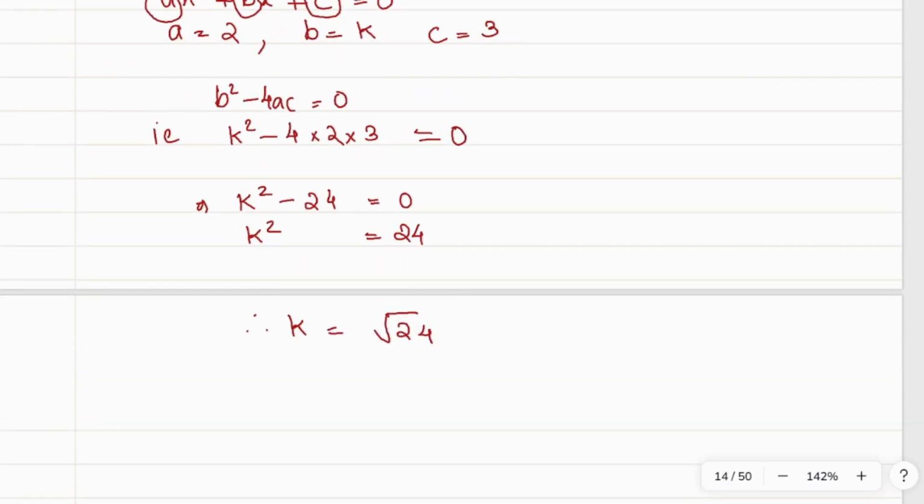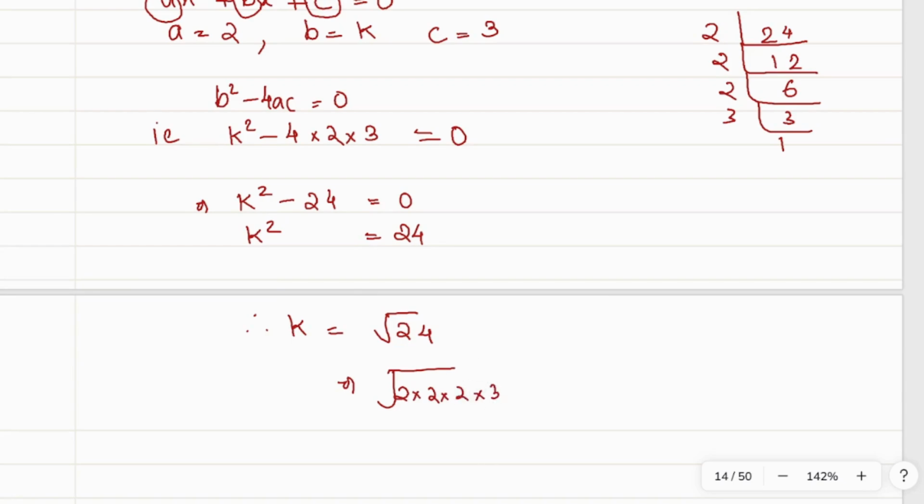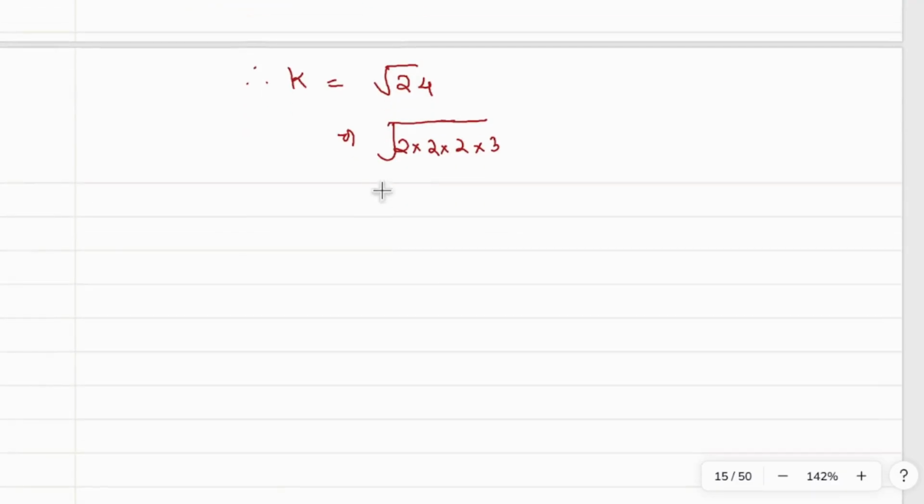Now what we have to do? Now let us factorize 24. On dividing by 2 we get 12, again by 2 we get 6, then again by 2 we get 3, then again we can only divide by 3. That means this is equal to root of 2 into 2 into 2 into 3. Root 2 into root 2 will give us 2, so what is left over is 2 root 6. Therefore, k equal to plus or minus 2 root 6. Okay, this is the value of k.